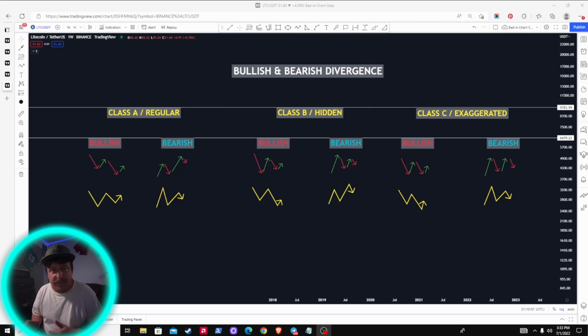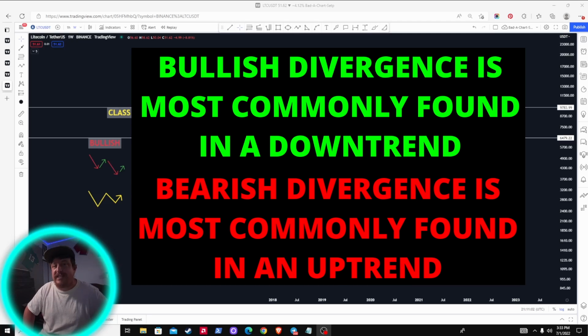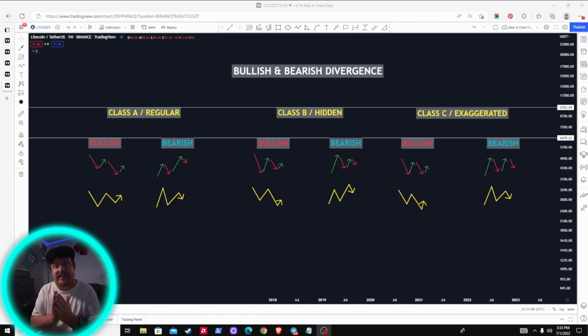Now, one important key thing to take note of before we move forward is that bullish divergence is most commonly found in a downtrend, and bearish divergence is most commonly found in an uptrend. By nature, the idea behind these divergences is that it's giving you clues or showing signs that the move is weakening in whatever direction it's going, and there's potential that it could be reversing directions. It doesn't mean it's always found that way. You can find bullish divergence in uptrends, and you can find bearish divergences in downtrends, but most commonly it's the reverse, right? Bullish in downtrends, bearish in uptrends.